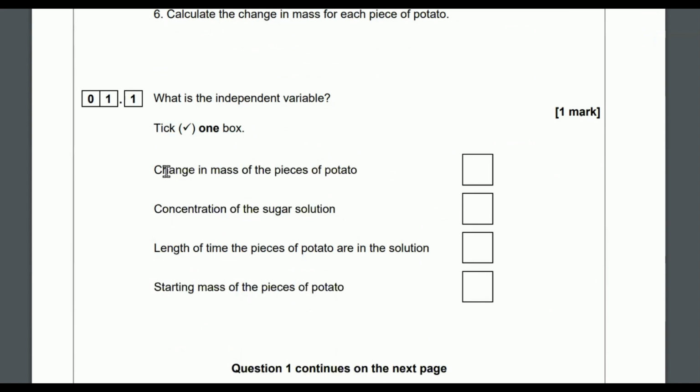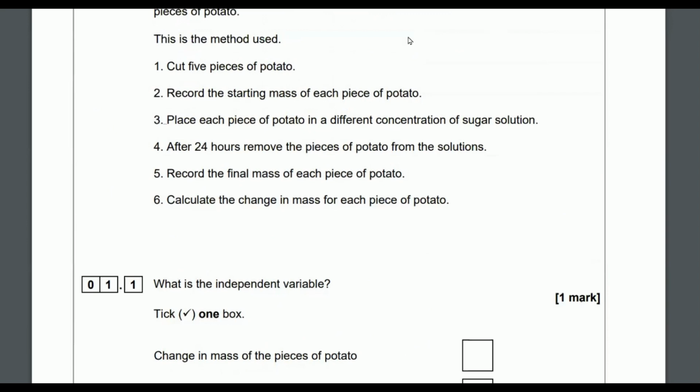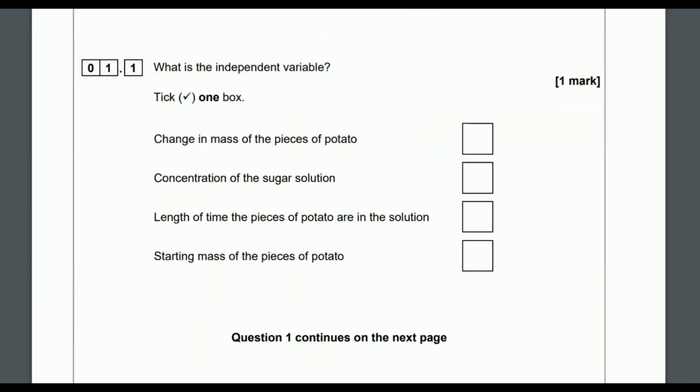Question 1.1. What is the independent variable? The change in mass of the pieces of the potato, the concentration of the sugar solution, the length of time the pieces of potato are in the solution, the starting mass of the pieces of potato. Of course, the independent variable is the variable that you're actually changing in the experiment. So what is it in this method that you have changed? Place each potato in a different concentration of sugar solution. So you're using a different concentration of sugar solution. And so the answer is this second one here, the concentration of the sugar solution. And that'll get you a mark.